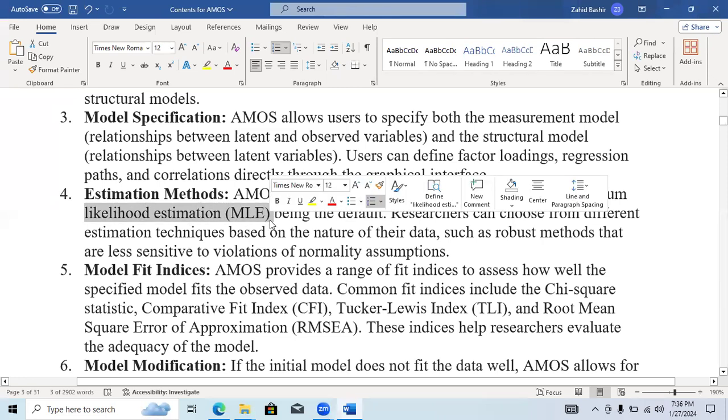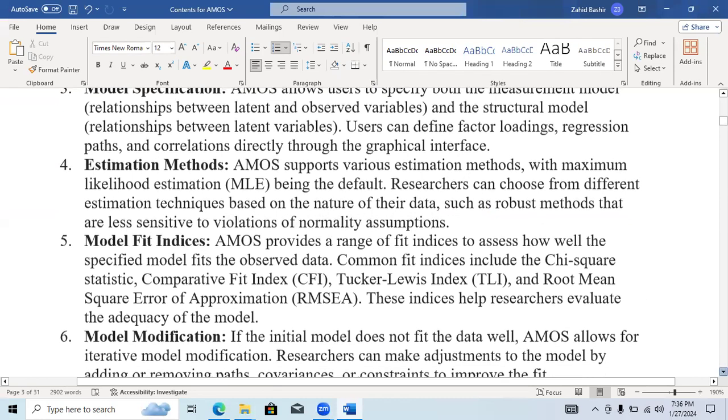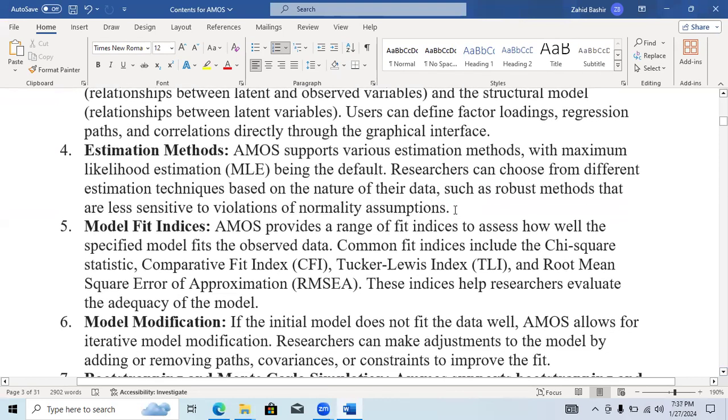But there are a lot of options available here. If your normality assumption is not fulfilled, you are going to use such robust techniques in order to fulfill the requirement of your data. But I would personally recommend, if your data is not normal, then you should use Smart PLS, especially the PLS technique. Model fit indices, in comparison to the Smart PLS method, it would provide detailed model fit indices.